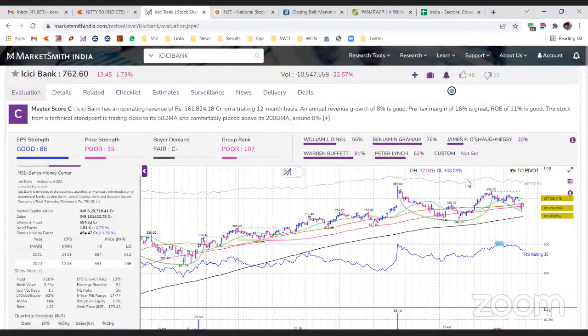There have been a few positive pointers related to the banking sector as a whole. NPAs have been coming down for major banks like ICICI, HDFC, SBI as well.